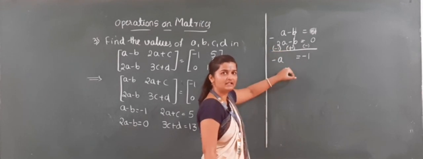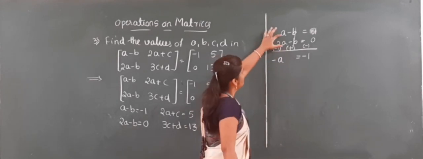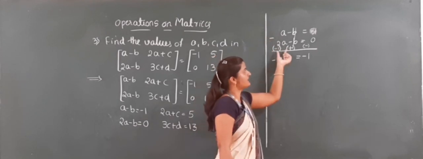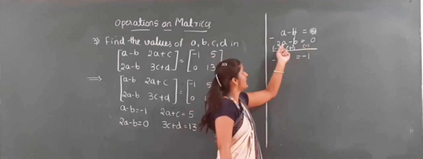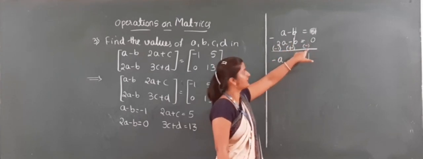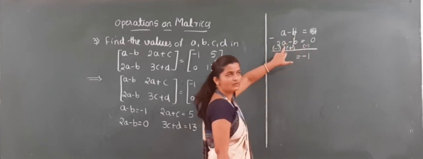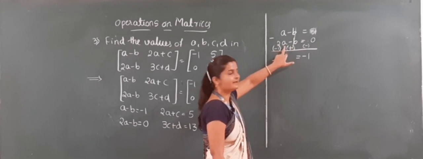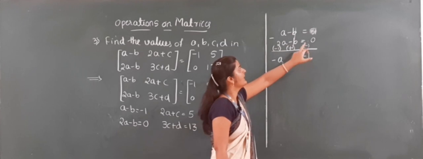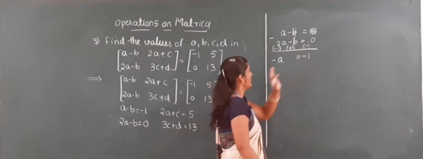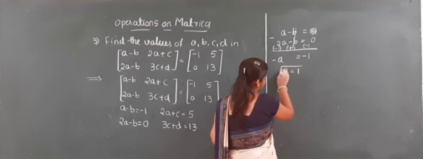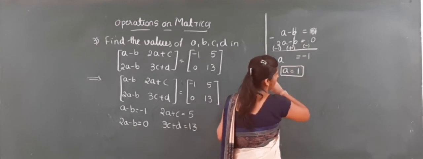Are you getting? Solving the simultaneous equation, you know, whenever you subtract the simultaneous equations, we have to change the signs of the second equation. We have changed. A minus 2A, that means minus A, minus B plus B cancelled. Minus 1 minus 0, that is minus 1. So A equal to 1. So we got A value.